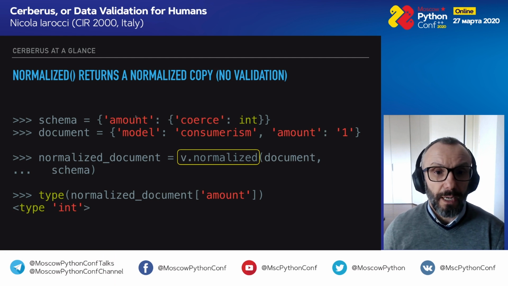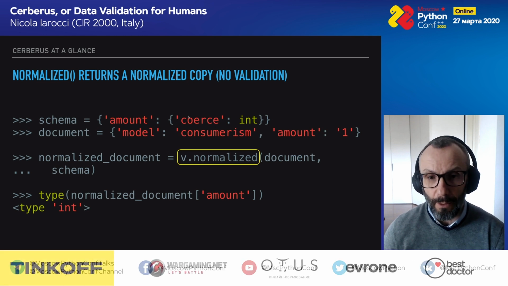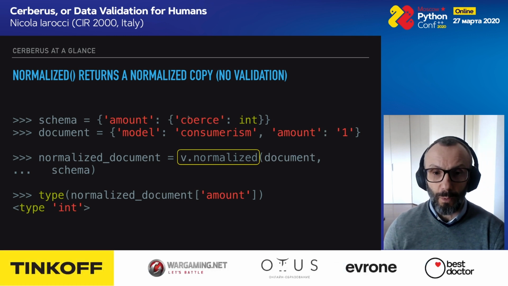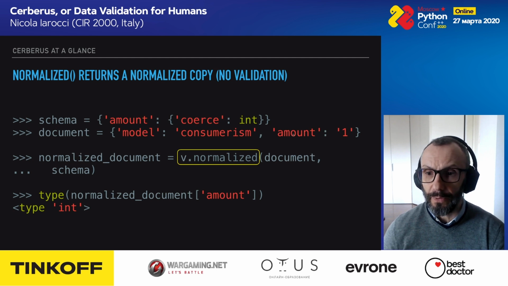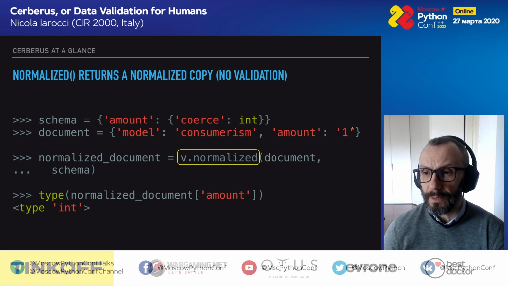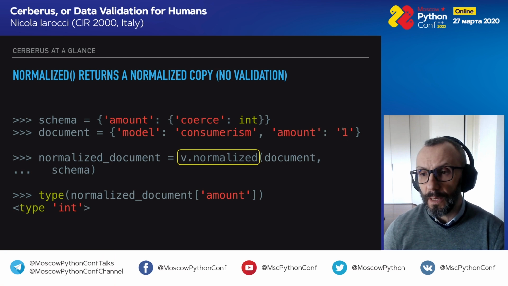So we have a schema where we have an amount field and a coerce rule. We will talk more about coerce in the following slides. Then we have a document with a field model and a field amount. Now look at this field. It has a string value here. It is a 1, yes, but it is a string, not a number.